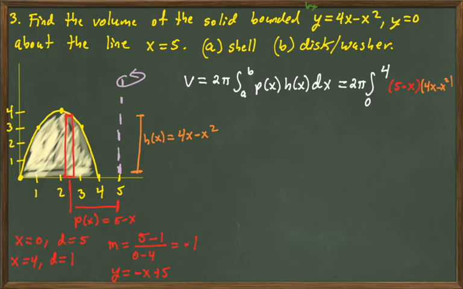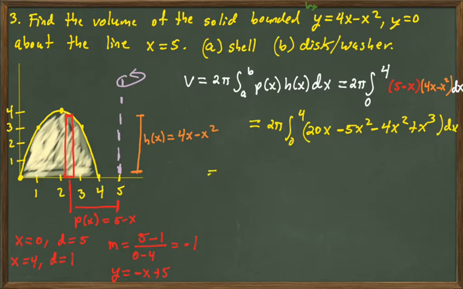Height function is simply going to be the function itself, 4x minus x squared. And dx. Okay, so the hard part was coming up with that. Usually the hard part is coming up with that, and usually it's going to be something like wherever you're rotating around minus x will do that for you, describe that distance. Okay, so we got 2 pi integral from 0 to 4 of 20x minus 5x squared minus 4x squared plus x cubed dx. And then we'll go ahead and combine our like terms. So 2 pi integral from 0 to 4 of x cubed minus 9x squared plus 20x dx.